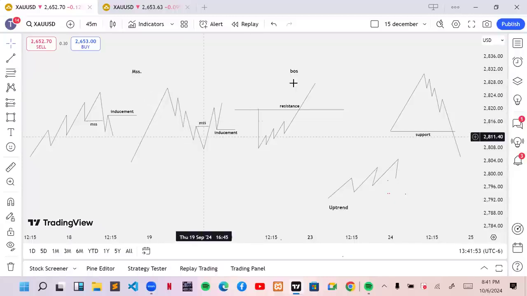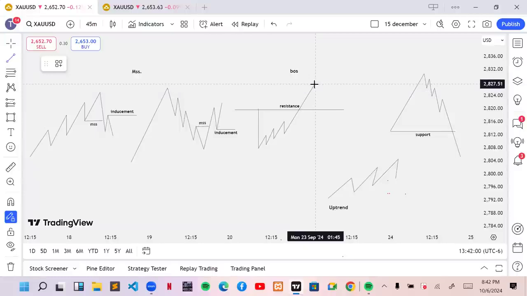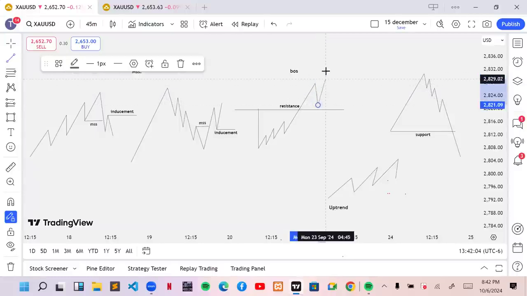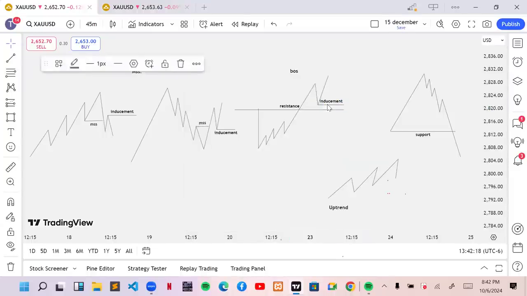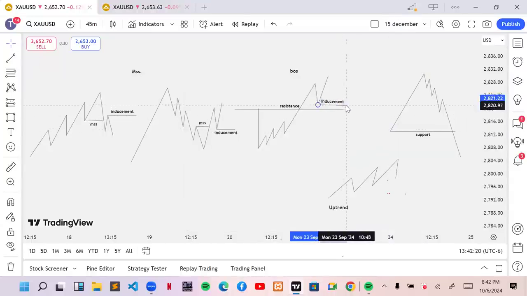So same as market breaking structure. If there was a structure shift in the market, for example, this was a break of structure. After that, market will make a pullback. After making the pullback, it will now push up again in that direction. That pullback it makes is your inducement. So inducement. This is your inducement here.